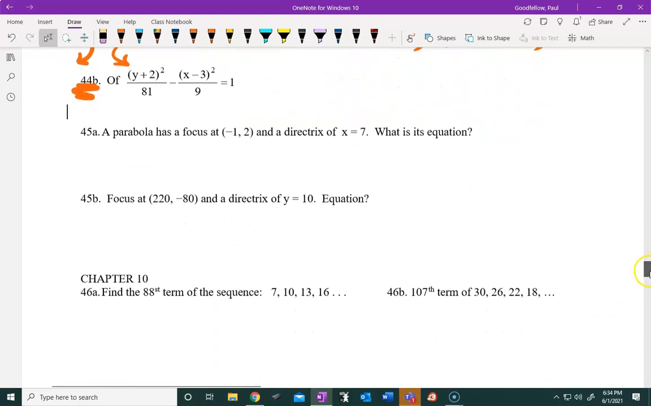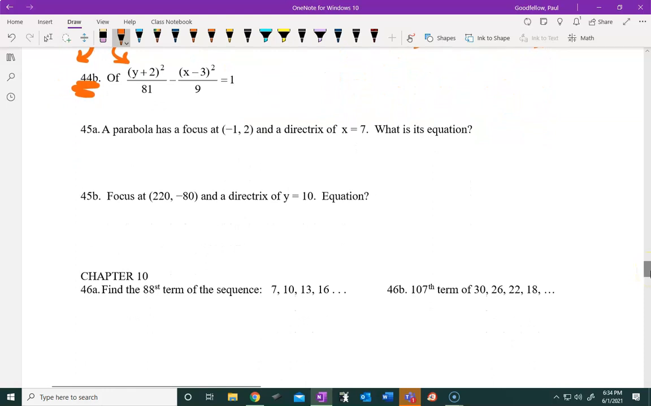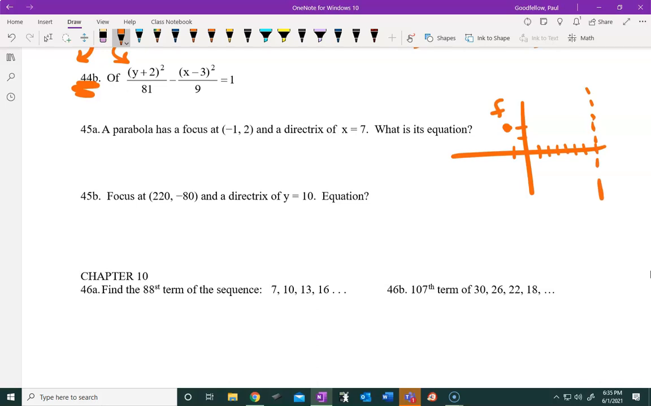Parabola that has a focus at a certain spot and a directrix. Again, draw a picture. You're going to have a focus at negative 1, 2. And you're going to have a directrix that x equals 7. 1, 2, 3, 4, 5, 6, 7. Directrix like this. Somewhere halfway in between is going to be the vertex. So that is 8. So 1, 2, 3, 4. It's going to be right there is where the vertex is, which is at 3, 2.